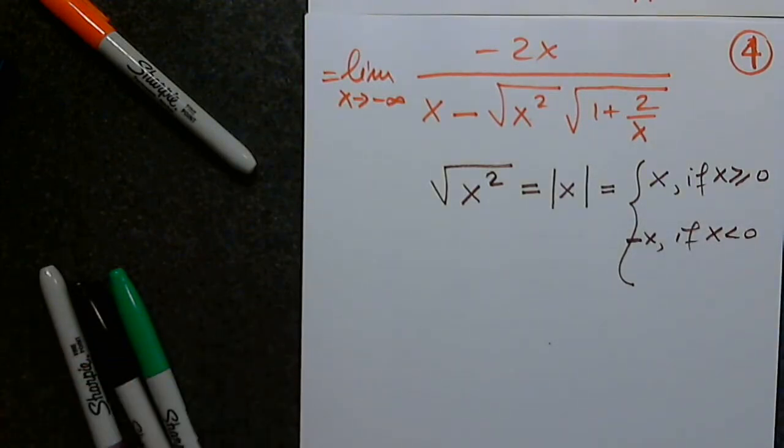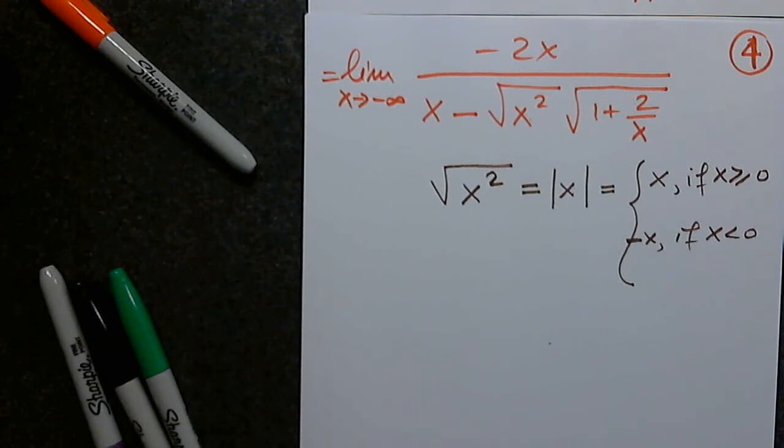Okay, so let's go back for a second. The square root of x squared is not x, because if x is negative, then this would be a negative number. So the square root of x squared is the absolute value of x, because I have to guarantee that this number is positive. This is always positive, no matter what.